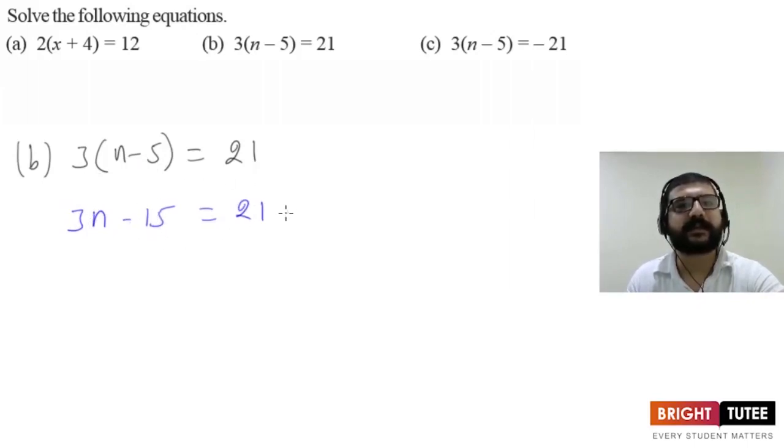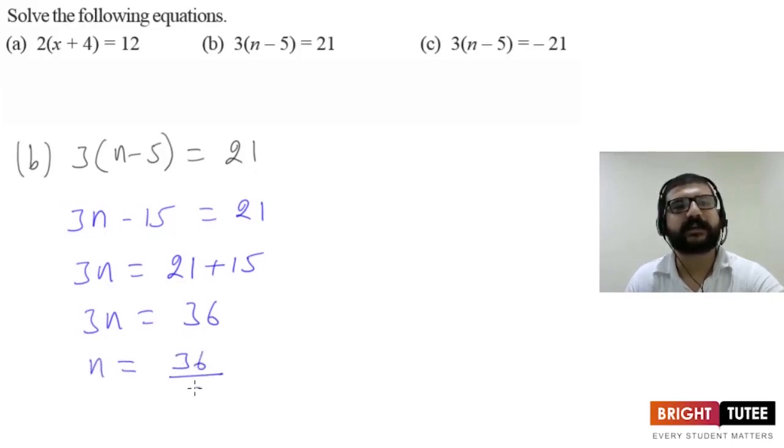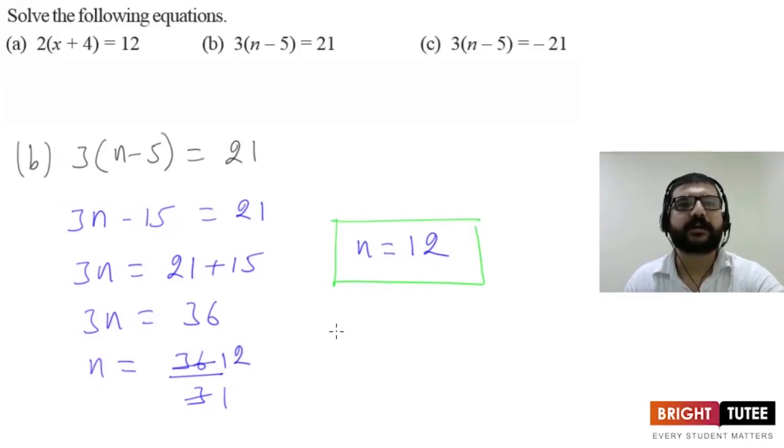Now we can transpose this minus 15. So this gives us 3n is equal to 21 plus 15. Now what is 21 plus 15? It will be 36. So we'll get 3n is equal to 36. Now we have to get rid of this 3. So what we will do? We will divide both the sides by 3, or we will transpose this 3 on the right side of the equation. That gives us n is equal to 36 divided by 3. Now let's simplify this. So we will get n is equal to 12. Therefore, the final solution of the equation is n is equal to 12.